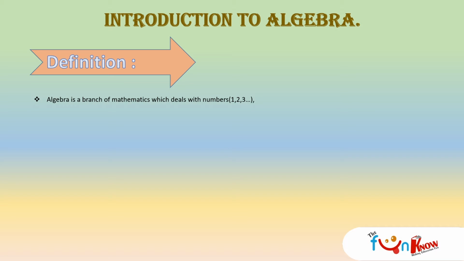The definition: algebra is a branch of mathematics which deals with numbers. Like in mathematics, there are different branches, geometry, algebra. So algebra is a branch of mathematics that deals with numbers. Numbers means 1, 2, 3, etc. It also deals with letters A, B, C, and it also deals with operators.